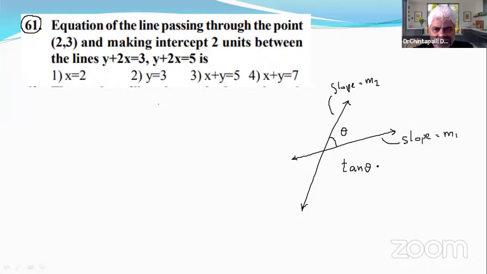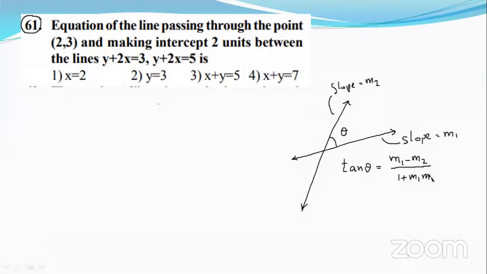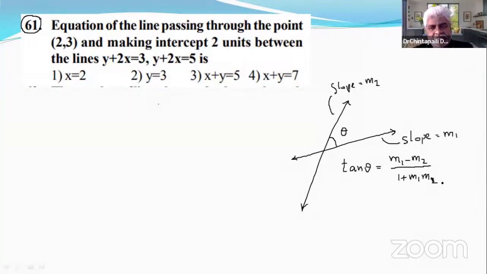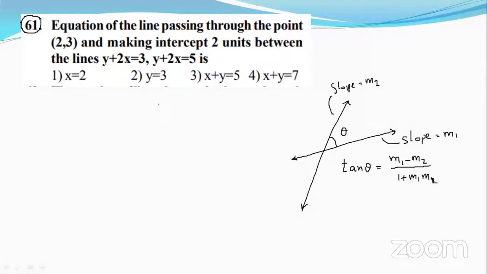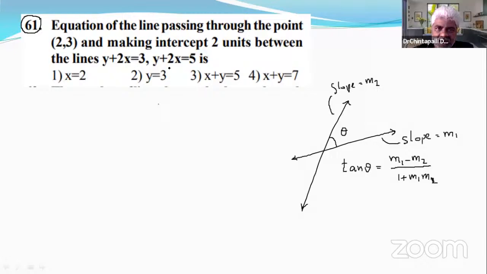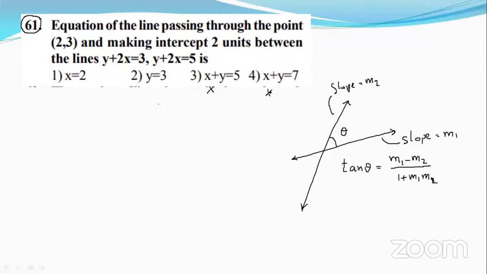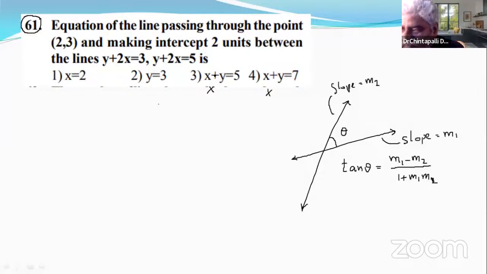Then there is a formula: tan theta is equal to (M1 minus M2) by (1 plus M1 M2). It is a formula. We need some practice on this formula, then we can handle this. It's not option 3 and not option 4. Very good. Try first, make your attempt.